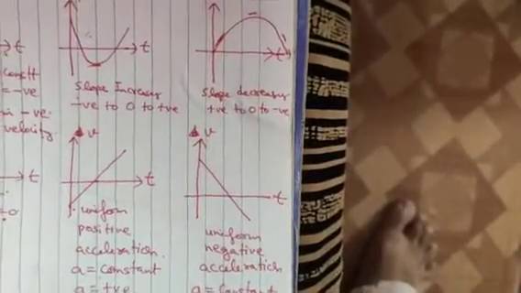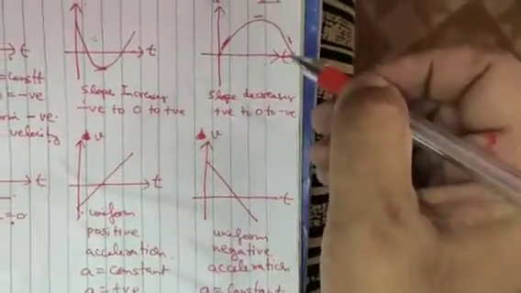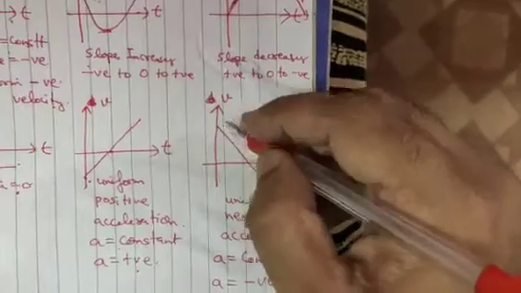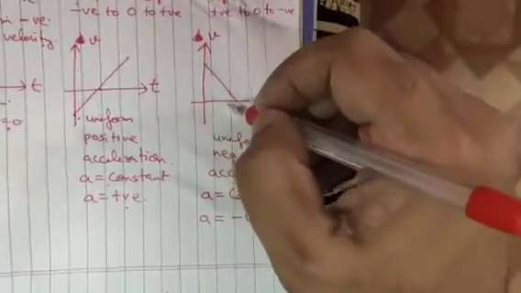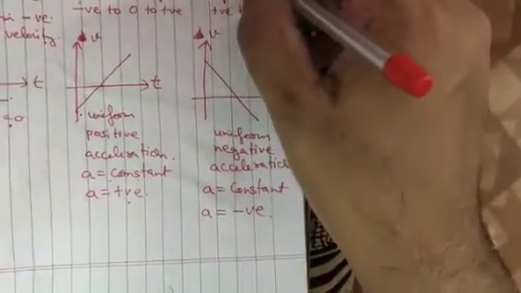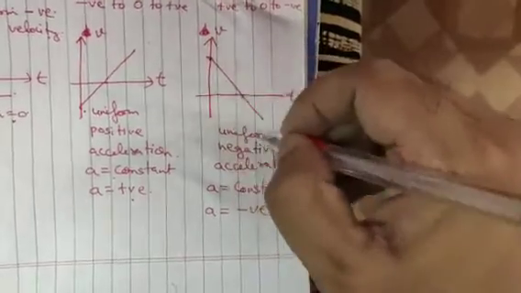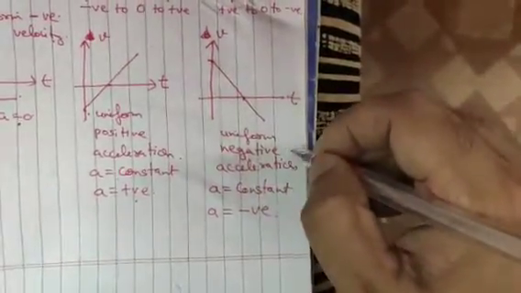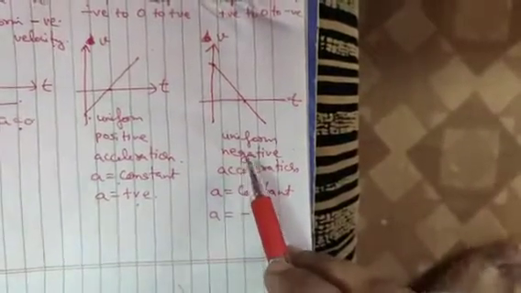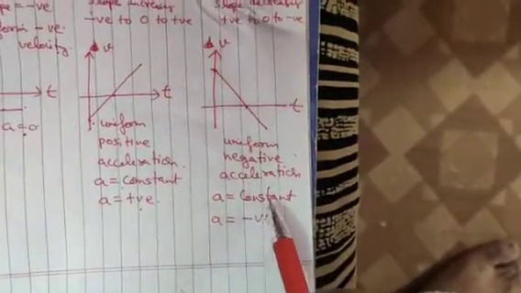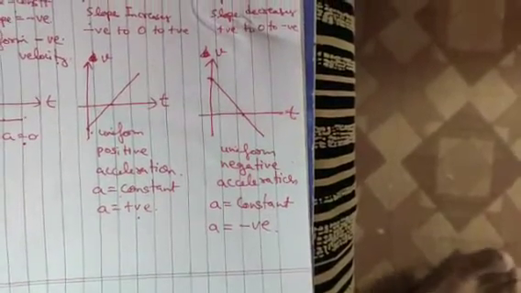So the body is moving with variable velocity, and the uniform negative acceleration. Uniform negative acceleration means from positive to 0. This is positive velocity, 0 velocity, negative velocity. So the velocity time graph will be like this. So here the graph will be with a uniform negative acceleration. Acceleration will be constant and it will be negative.